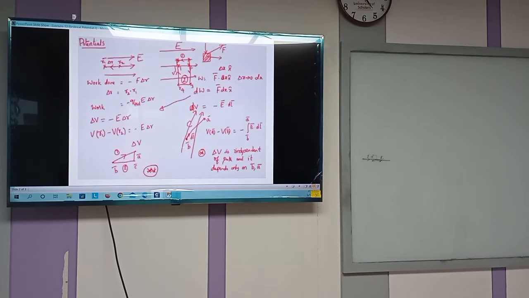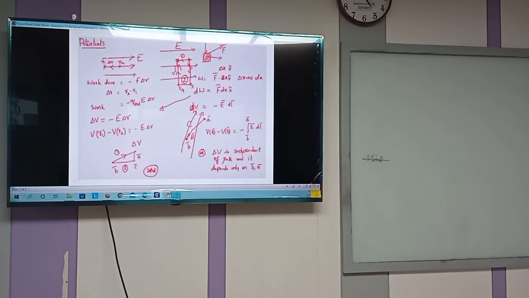So what is E and what is dl? dl is the vector line element, okay. And E is the electric field of the region of space in which we are moving the charge. So this expression is very crucial for you to note.